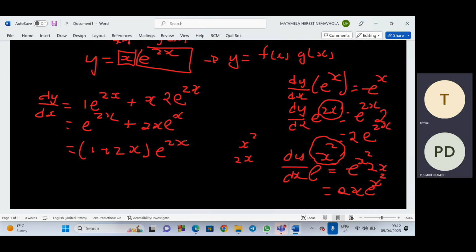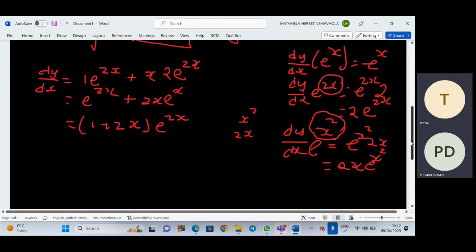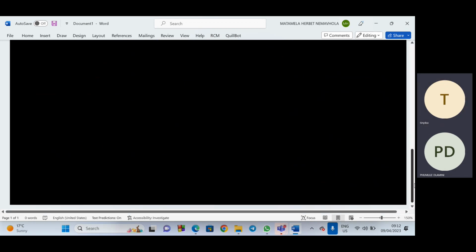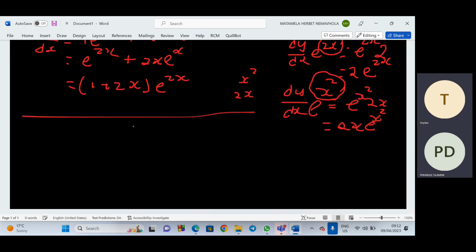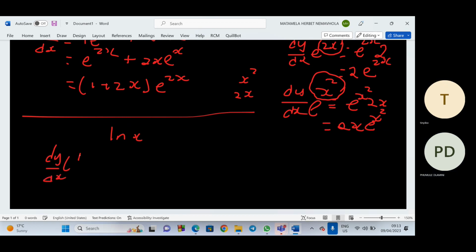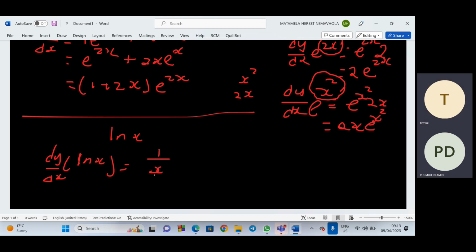So now we have discussed the product rule and we have discussed the e to the power x. So we're going to go to what about if you are working with ln of x. So the differentiation of ln x, dy over dx of ln x, is equal to 1 over x. When we differentiate ln x, the answer becomes 1 over x.